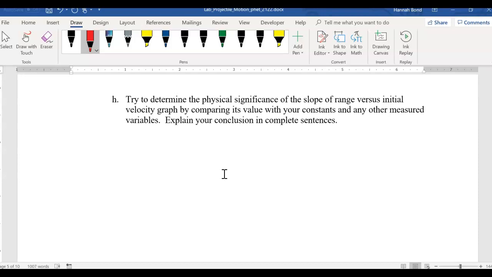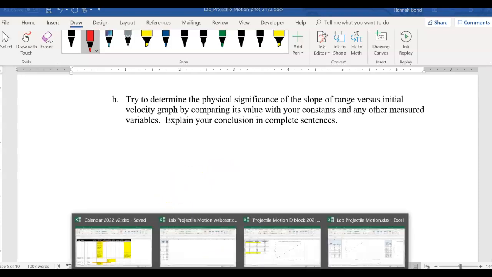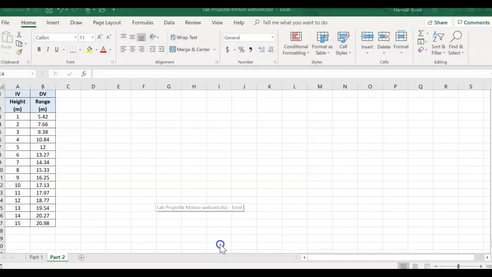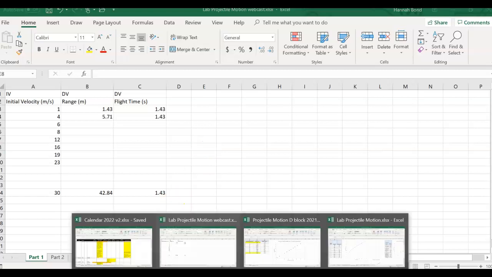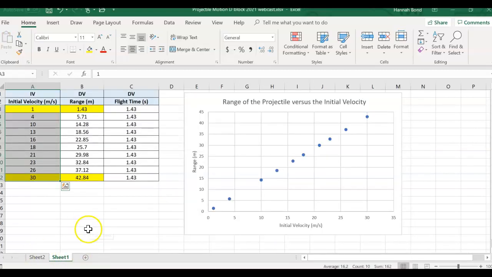The next question is, is there a physical significance to the slope of this range versus initial velocity graph? I want to point out that our slope, which was 1.428, is very similar to the flight time that we found. And remember, the flight time didn't seem to change. As we increased the velocity every time that we launched the pumpkin, it took 1.43 seconds to fall to the ground, no matter how fast it came out of the cannon.